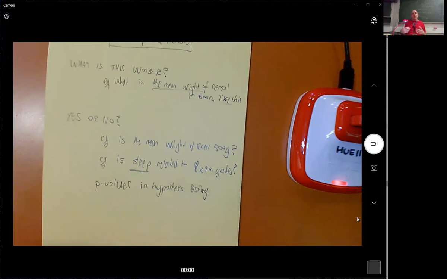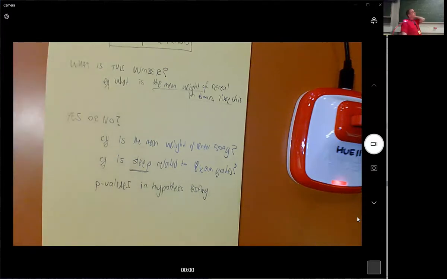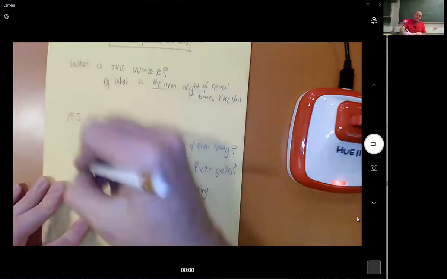You usually try and pitch it so that the answer is no when the p-value is low, but it depends how you ask the question, because you can always ask a question the other way around. I'll talk about that a bit more in a second. And then what's this number question is usually answered with a confidence interval, because you'll never actually know exactly what the mean is, because you only ever know what the mean is from your data. You never know what the theoretical mean for all possible cereal boxes that could exist is. And so that's what confidence intervals are for.